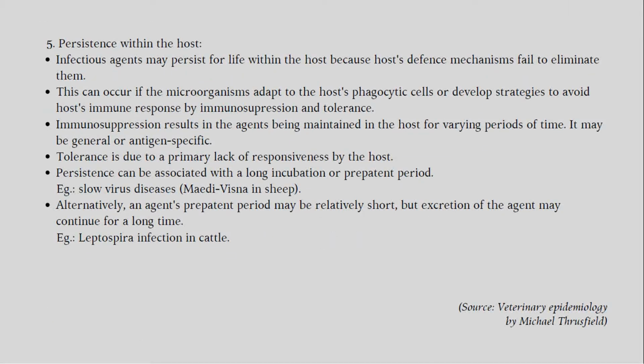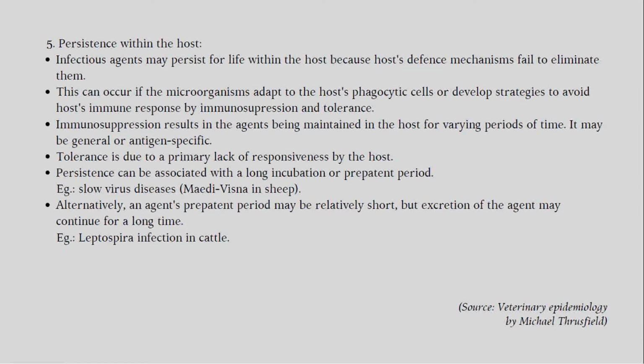Next is persistence within the host. The infectious agents can remain in the host's body for their lifetime. This is because the host defense mechanisms cannot completely remove them, and it can occur if the microorganisms adapt themselves to the host phagocytic cells, or they develop strategies to avoid the host immune response by immunosuppression and tolerance. Immunosuppression can lead to the agent being maintained in the host body for a longer period, and it may be general or antigen specific. In general immunosuppression, there is survival of the infecting agent and also other agents, but antigen specific is one which involves response to only the infecting organism, but the response to the other agents is unaffected. That is, in this only the infecting organism can survive, but the other organisms cannot survive. Tolerance is due to the primary lack of responsiveness by the host.